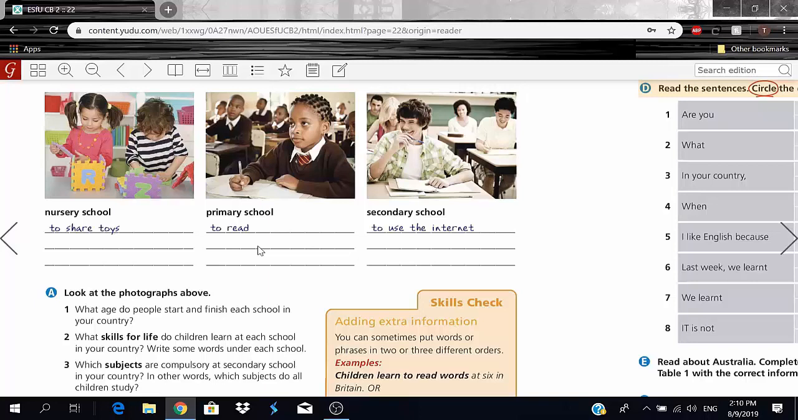You can't not know how to read and write in today's age. So to write. And finally, in secondary school, to use the internet, we could also say to learn time management. So we can say time management. We can also say one more.